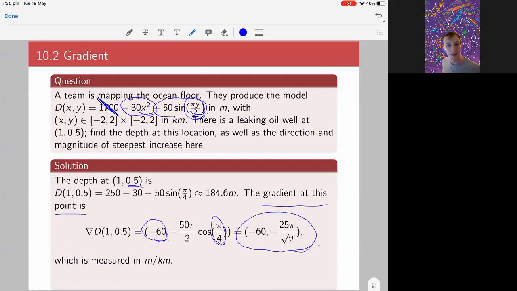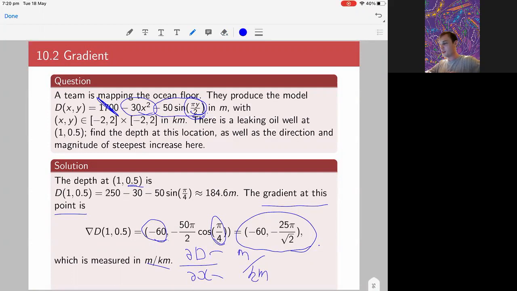Now, there are units involved here. What are the units? Well, dD on dx, this is measured in meters, and this is measured in kilometers. So this is a meters per kilometer computation. The same is true for the derivative with respect to y.